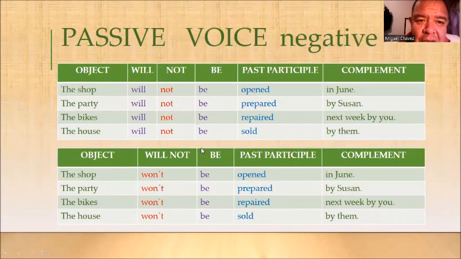Remember that to change it to negative, we only add the particle not after the auxiliary verb will. The shop will not be opened in June. The party will not be prepared by Susan. And don't forget that we can use the contraction between will and not and get won't. The shop won't be opened in June. The party won't be prepared by Susan.